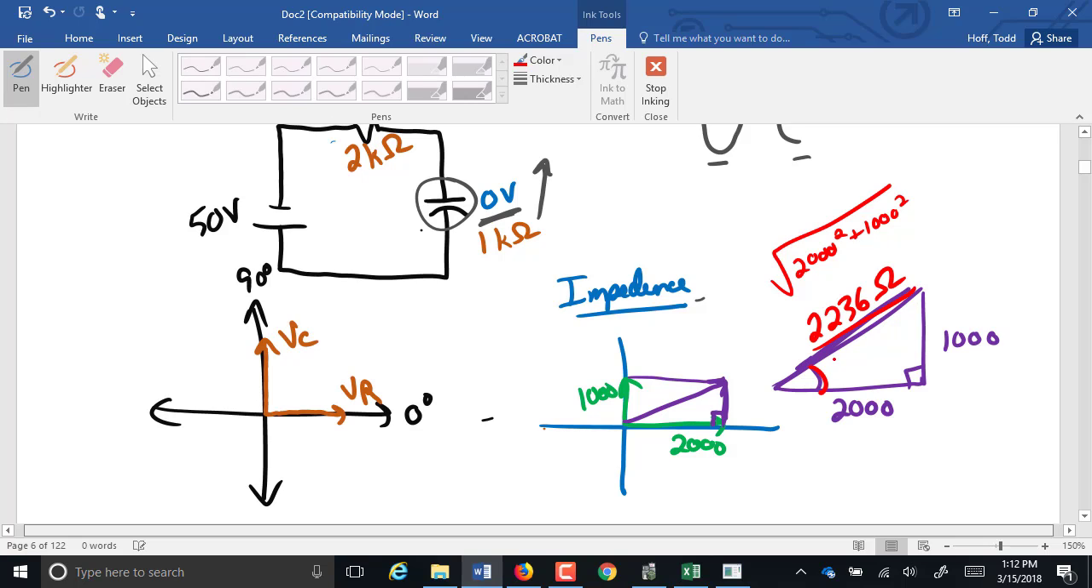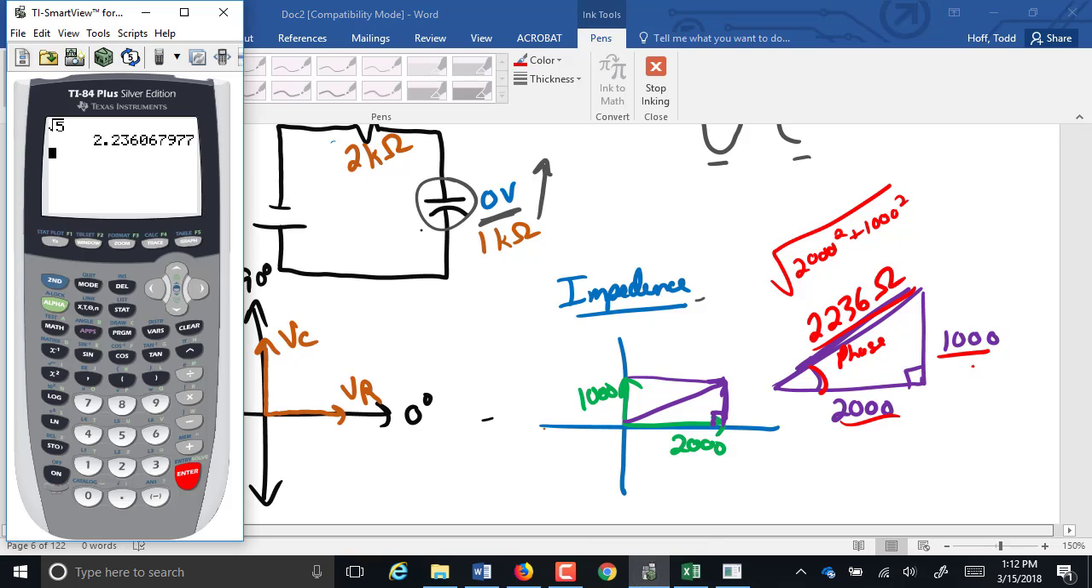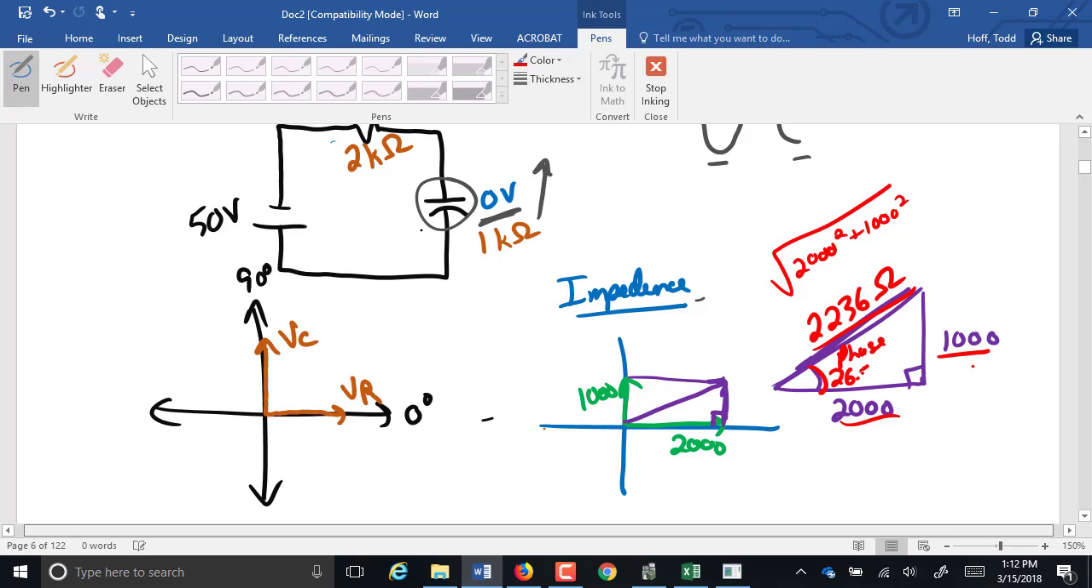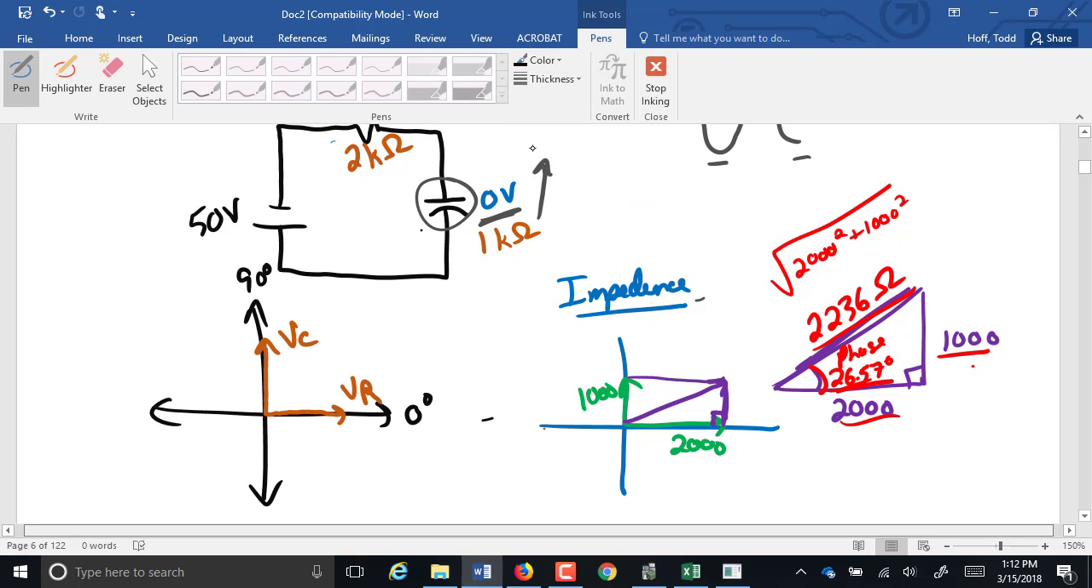Our phase angle is in the inverse tangent because we have opposite and adjacent. I'm leaving off zeros here, obviously. So 26.57 degrees. But there are a lot of applications where trig comes into our electronics. We'll talk a little bit more about those phase angles later.